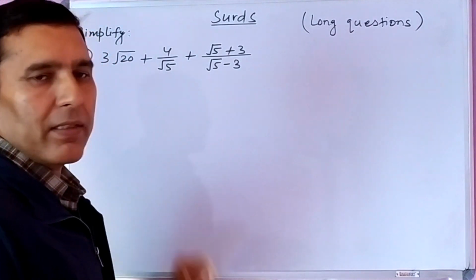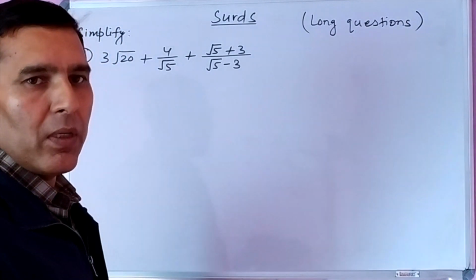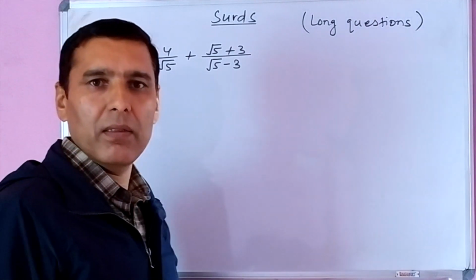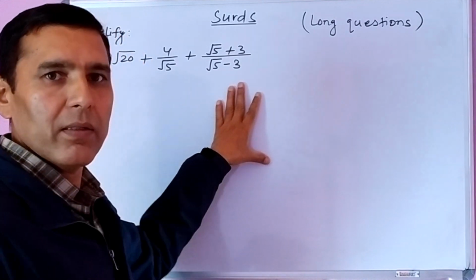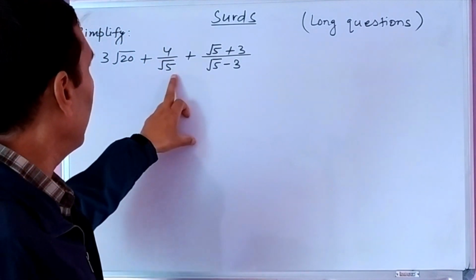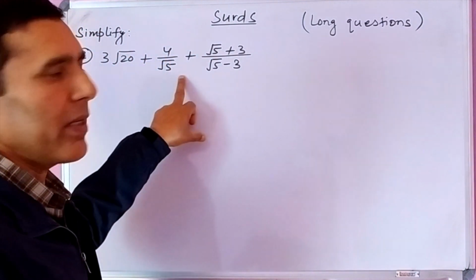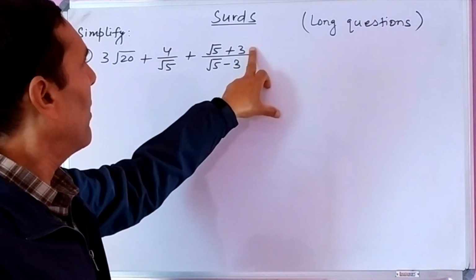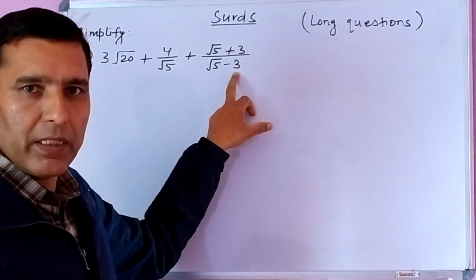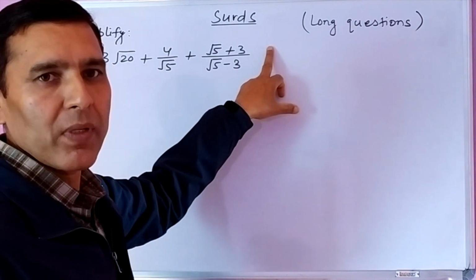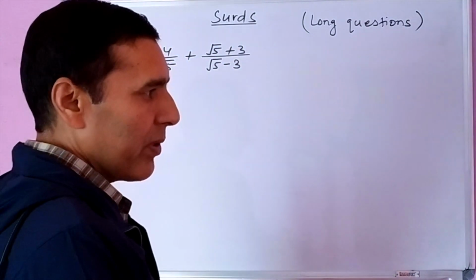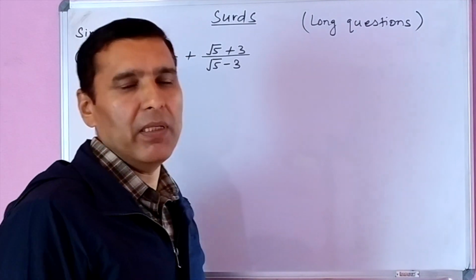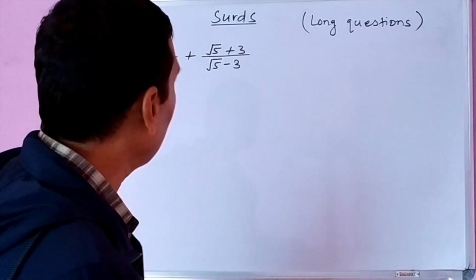So instead of taking the LCM in this form, we rationalize the denominator of each term, the second term and third term. For this, we multiply the second term, both numerator and denominator, by root 5, and the third term by the conjugate of the denominator, that is root 5 plus 3, so that the denominators will be rationalized, and after rationalizing the denominator, it will be easier for us to take the LCM. So let's start.